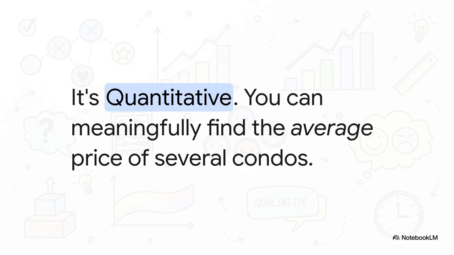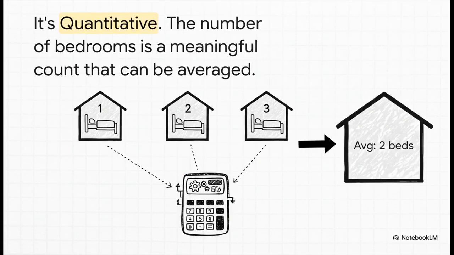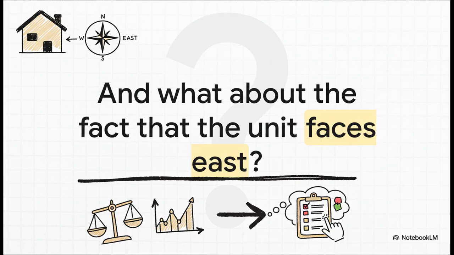It's a quantity. Okay, how about this one from the very same condo listing? It says the unit has 2 bedrooms. So what about that piece of info? Is the number 2 here quantitative or qualitative? Yep, still quantitative. Why? Because it's a count. You can have 1 bedroom, 2 bedrooms, 3, you can actually count them. And you could calculate the average number of bedrooms in a whole apartment building, and that number would tell you something really useful.